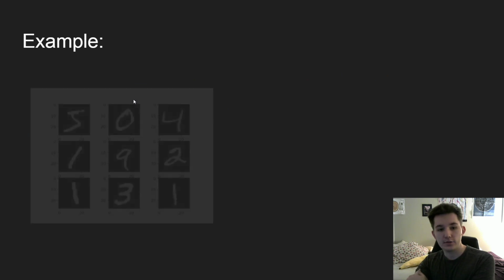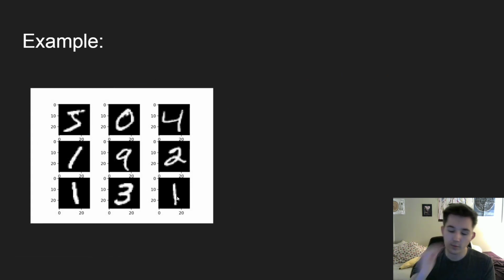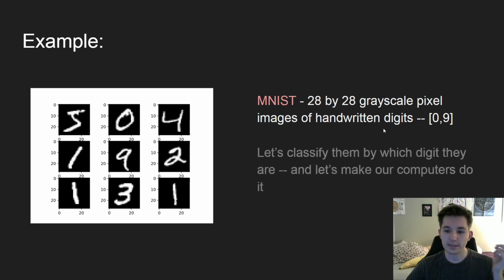So this right here is going to be our new data set. This is the data set that we are going to be working with. It's called MNIST, and it consists of 28 by 28 grayscale pixel images. Each of these pixels corresponds to some number between 0 and 1, and they are 28 by 28 large. And each of them is one digit, 0 through 9. And we are going to classify them. And better yet, we're going to make a neural network do it.